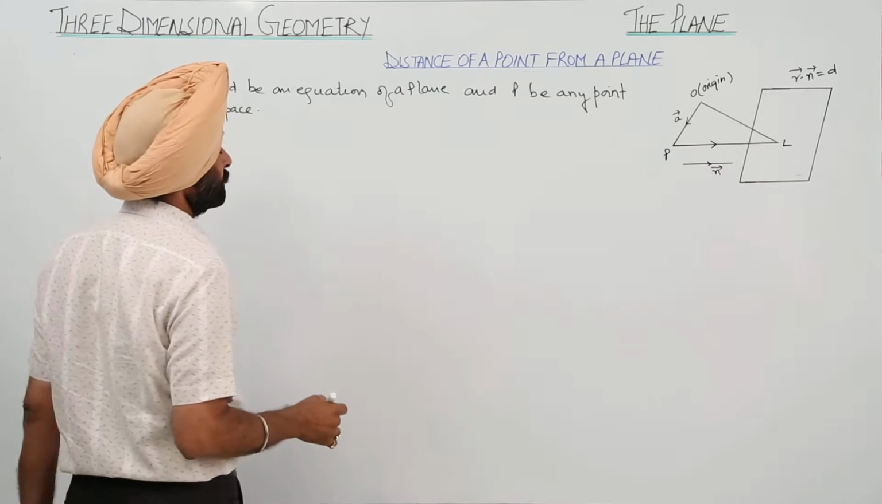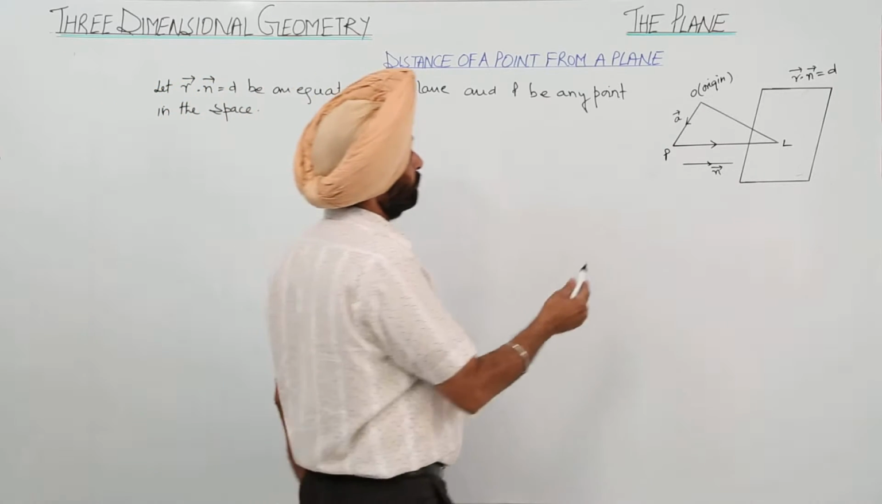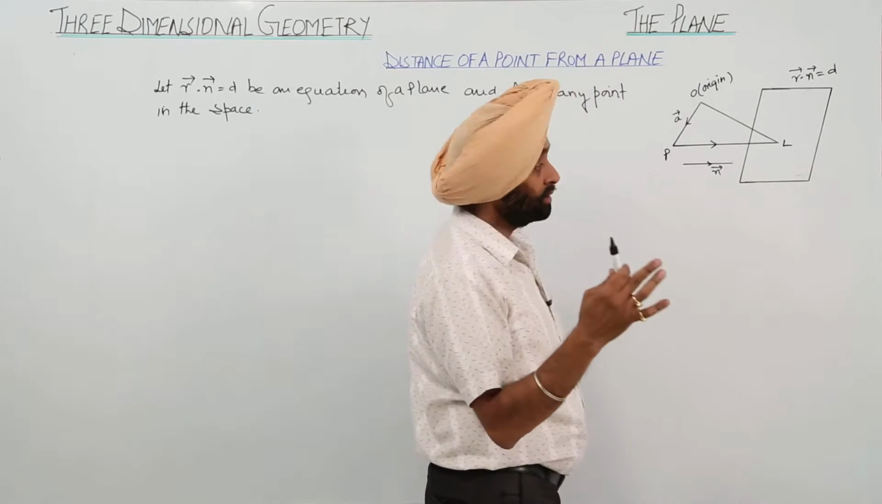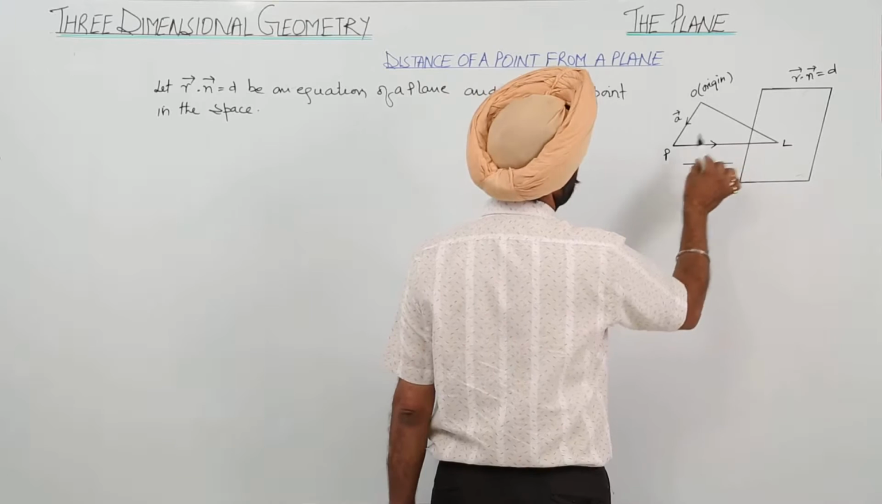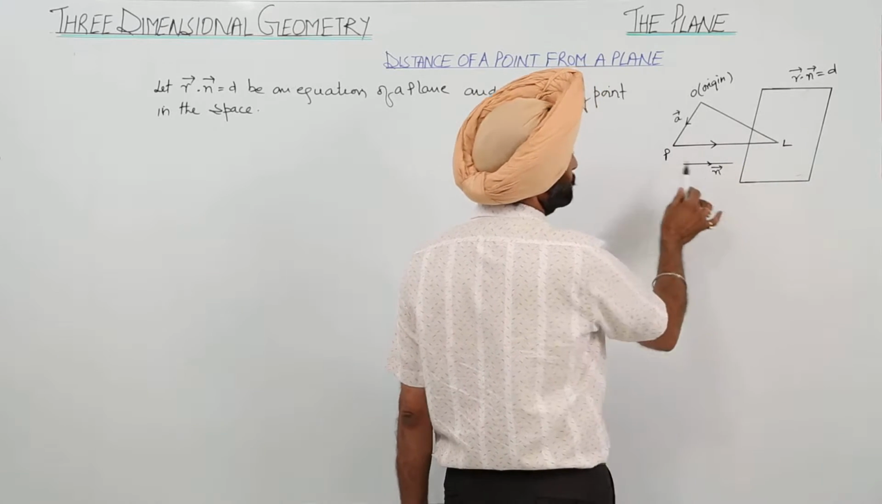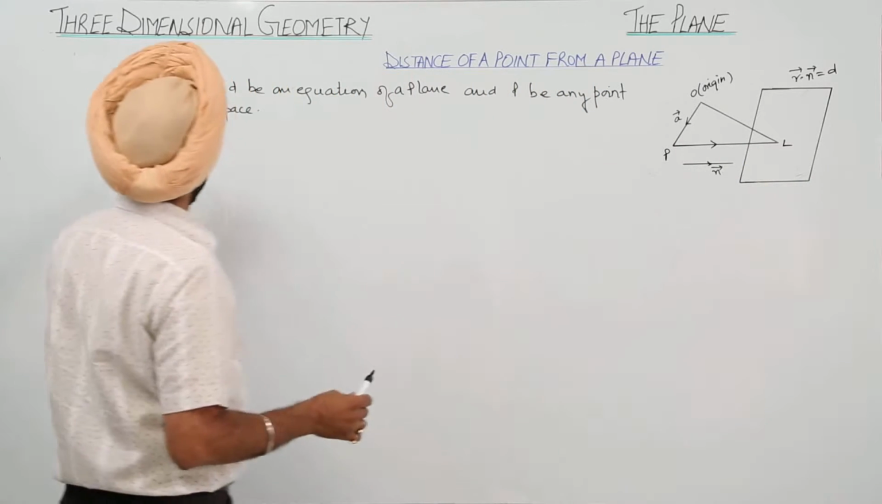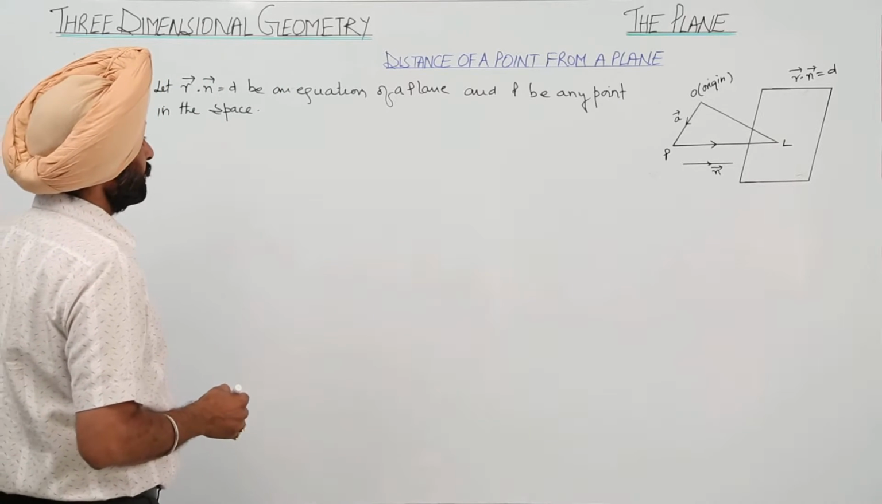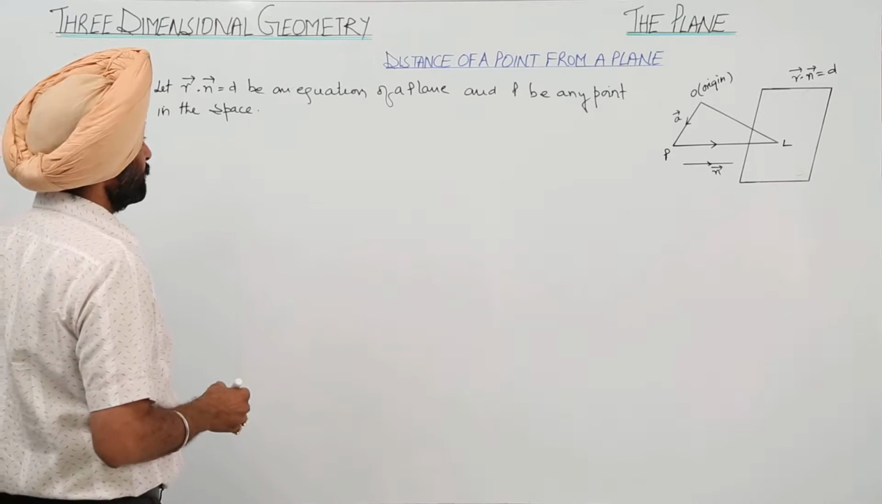Now, this is point P and this is point L. Point L is in the plane. Okay. So, we are having point P and point L and this is a normal. So, let vector r dot vector n is equal to d be an equation of a plane and P be any point in the space.